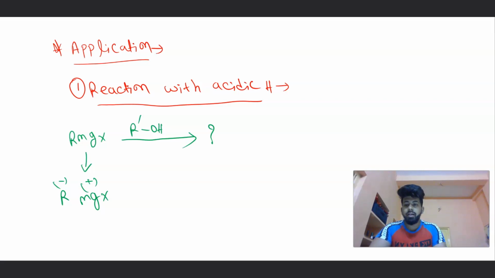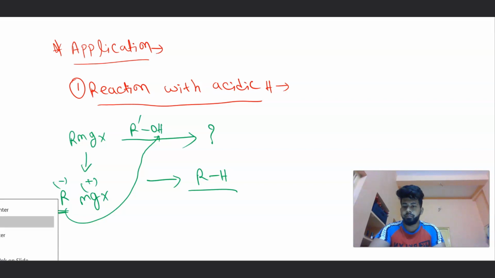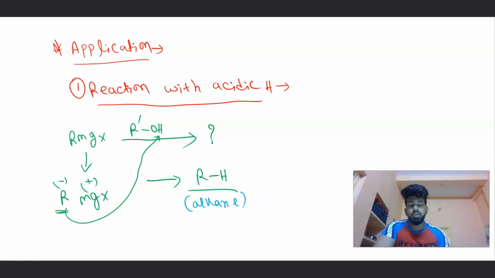So this R minus will be the reactive moiety. So it will capture the acidic hydrogen here. So this hydrogen inside alcohol is the acidic hydrogen. It will capture the acidic hydrogen and will become RH. This will be the major compound, that is alkane. So Grignard reagent will capture the acidic hydrogen from any organic compound to form alkane. So this is one of the applications.